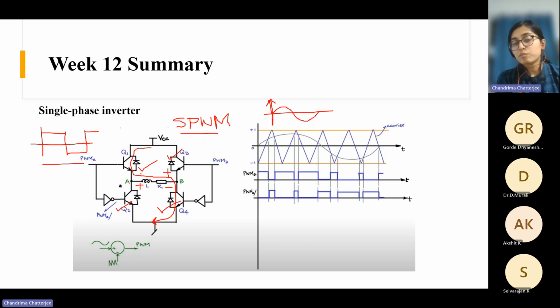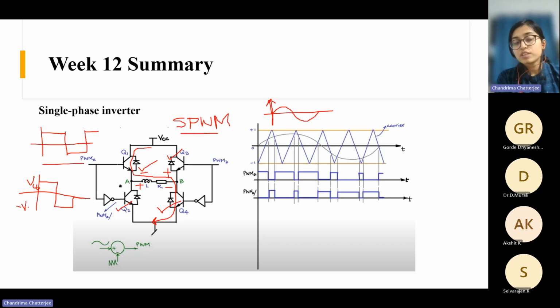That is square wave operation. So at the output you will get a square wave like this. This is not pulse width modulation, because you are giving a fixed duty, 50% duty, to each switch. You will get an output something like this, where this is VCC, this is VCC, and this is minus VCC.